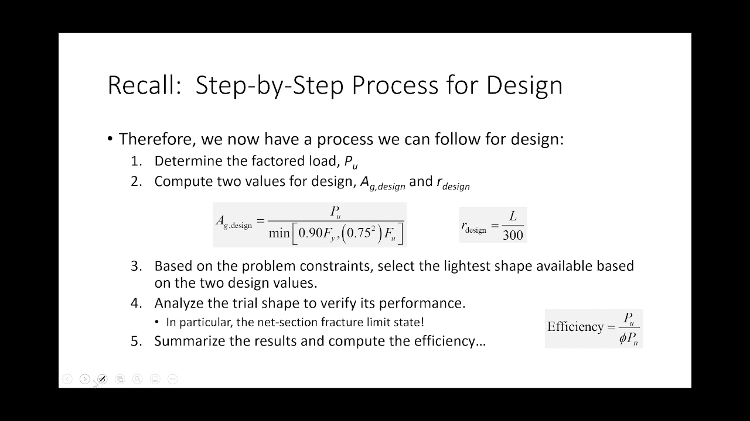Now what we're doing is we're using our denominator as the minimum of 0.9 Fy or 0.75 squared times Fu. So the reason for the 0.9 is that's our resistance factor, and for the 0.75 squared, one of those is our resistance factor. The other is the assumption that we're making for the effective net area. We're saying the effective net area is about 75% of the gross area. That's why there's 2 .75s. And so we pick a member that has a gross area at least bigger than that, and a radius of gyration at least bigger than that.